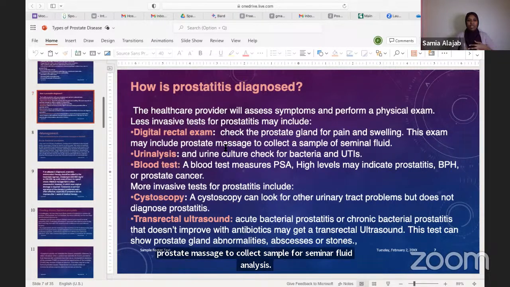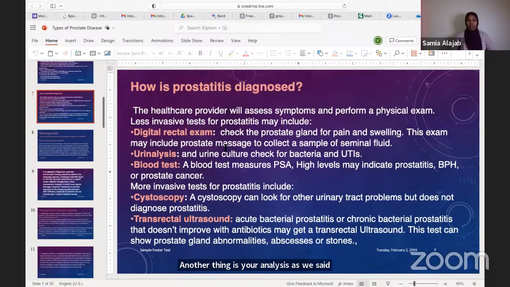Another thing is urinalysis. As we said, it depends on if it's acute or chronic. There would be leukocytosis and positive bacterial culture, so we can perform culture, also to check for urinary tract infection, and blood tests. Blood tests are mainly to measure prostate-specific antigen.